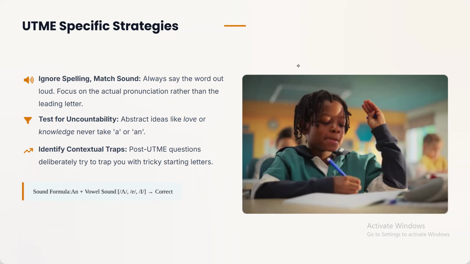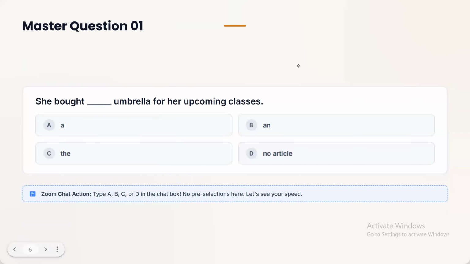Always say the word out loud. Focus on the actual pronunciation rather than the leading letters. The leading letters will confuse you. Test for uncountability: abstract ideas like love and knowledge never take a or an. Identify the contextual trap. Post-UTME questions deliberately try to trap you with tricky starting letters. So this is where you need your phonetic knowledge, your phonetic skill.